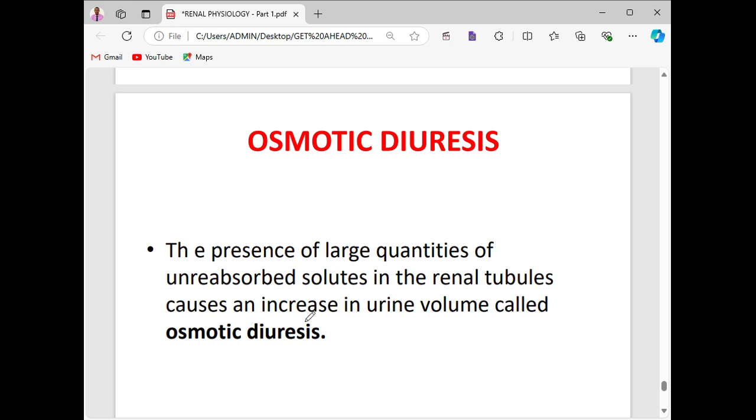Then we have what we call osmotic diuresis. When we have the presence of large quantities of unreabsorbed solutes in the renal tubules, it brings about an increase in urine volume, and we call that osmotic diuresis.